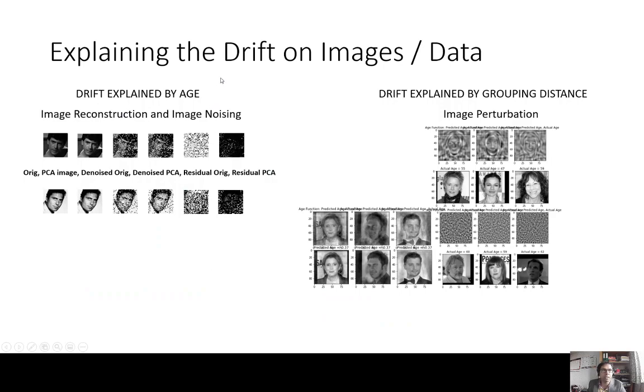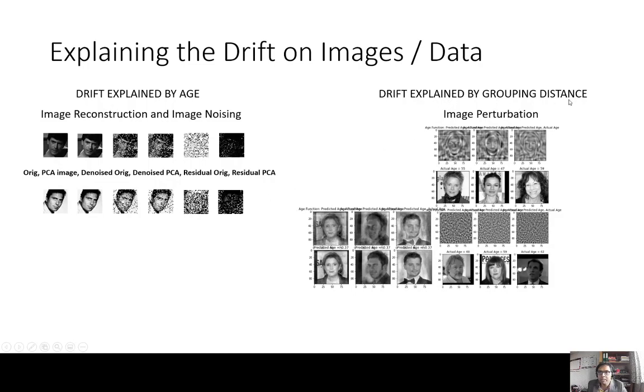Then explaining the drift on images. So drift explained by age. This on the left hand side is image reconstruction and image noising. The first image is the original image. The second image is a PCA image. Then this is the denoised original. This is the denoised PCA. This is the residual original. This is the residual PCA. This is another sample almost looking the same, but it's a bit different.